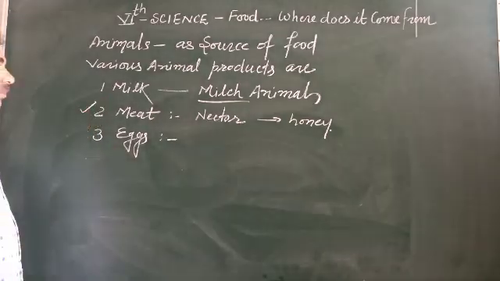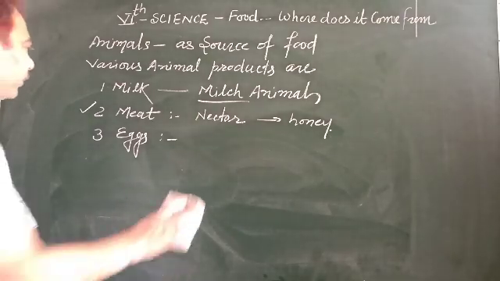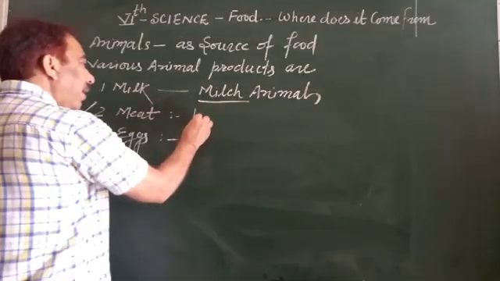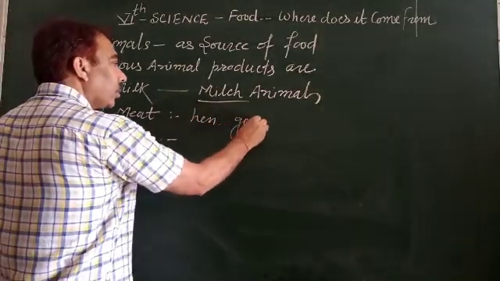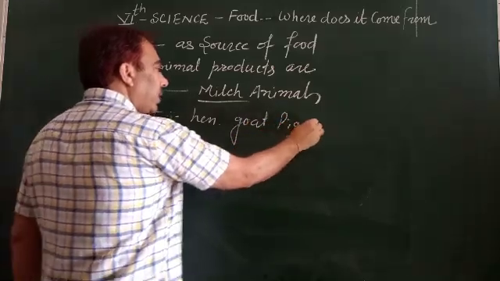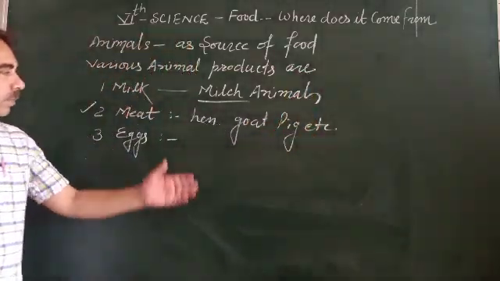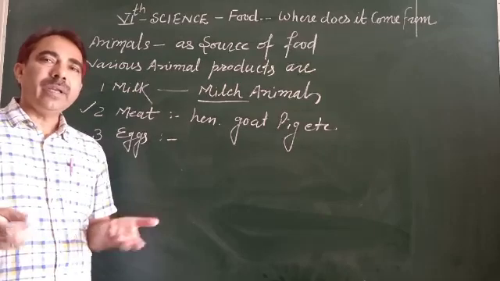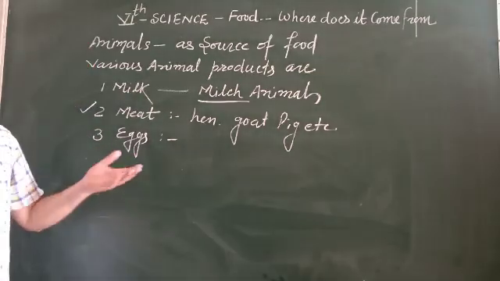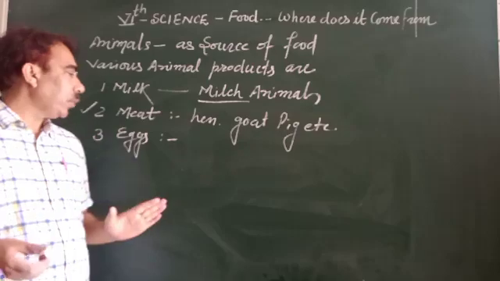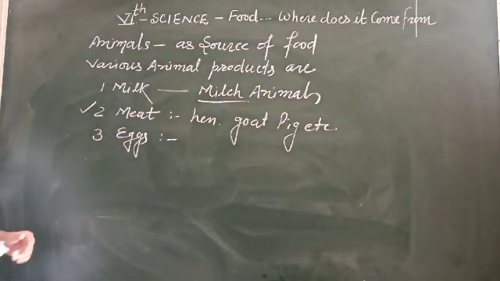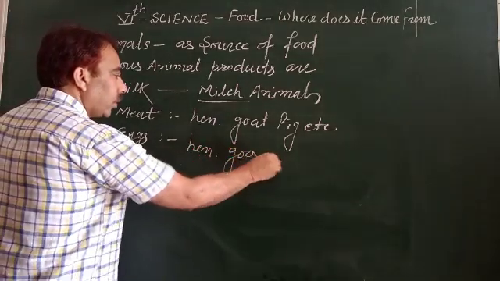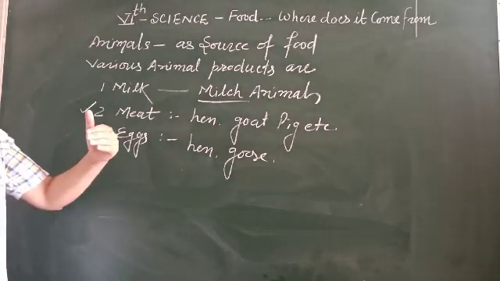Second, we get meat from hen, goat, pig, etc. And meat is a great source of food. A number of people are non-vegetarian in India and worldwide, who depend on meat for their food. Next, egg. Hen, goose, their eggs are a great source of food.